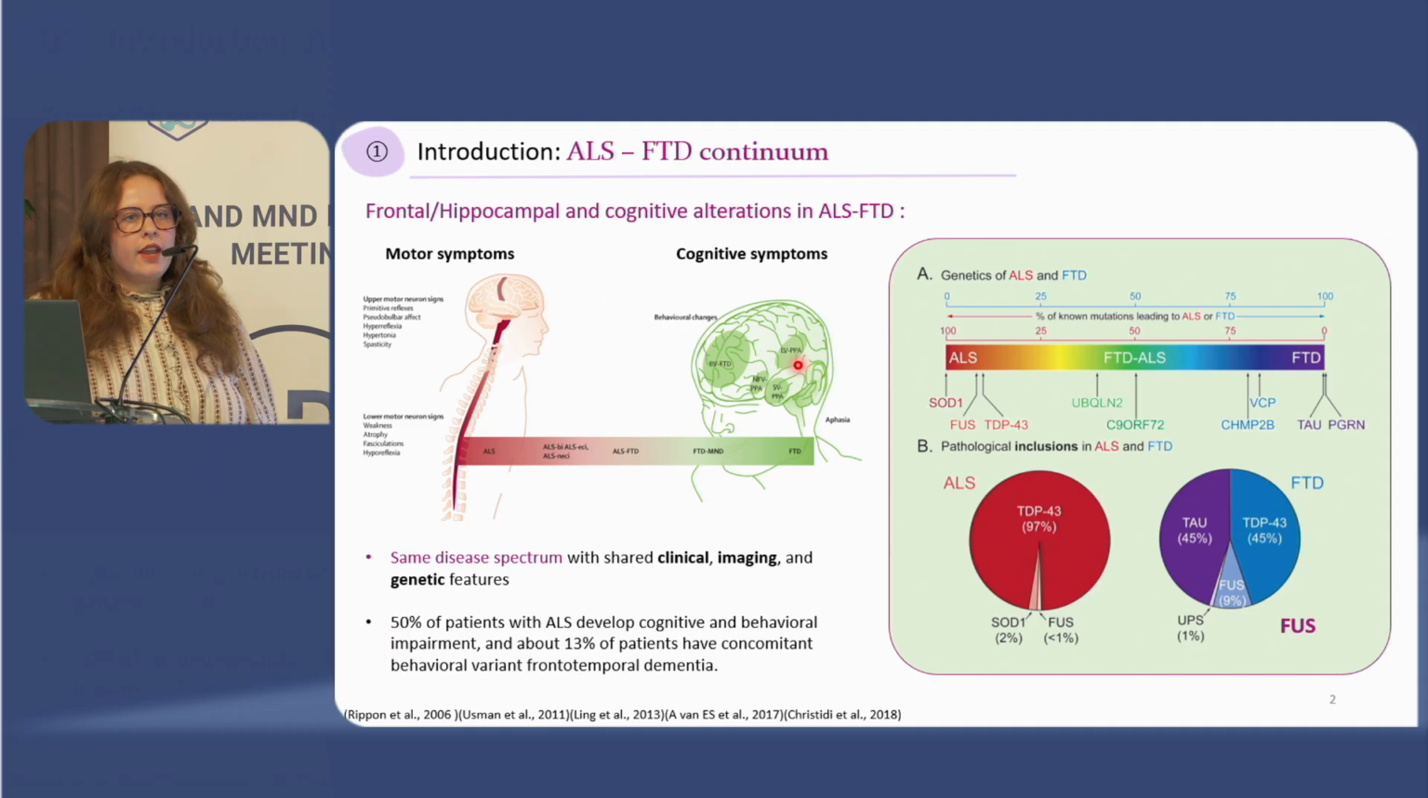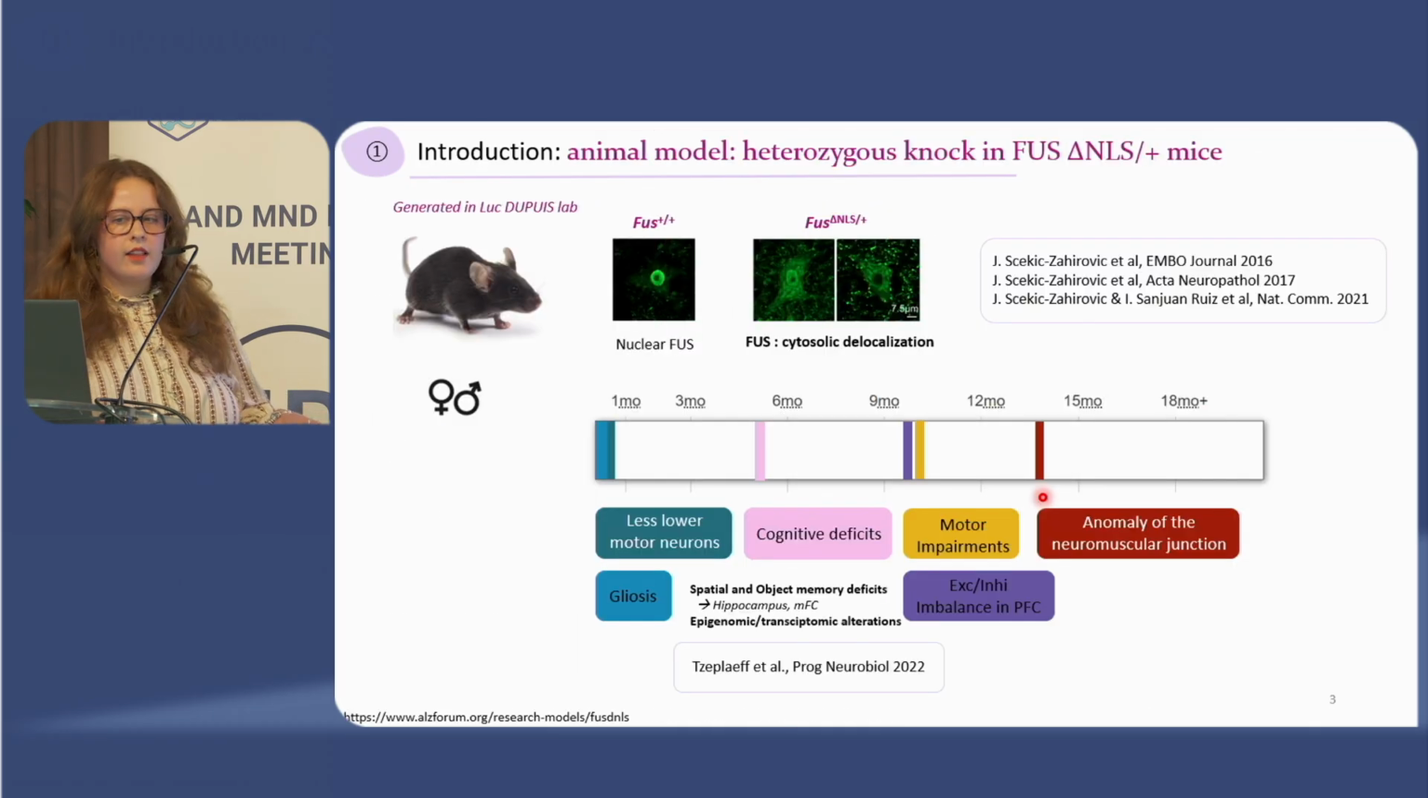But over the past decades, researchers discovered that they share a disease spectrum. They share clinical, imaging and genetic features. Like you can see here, we have a lot of genes in common between ALS and FTD, like TDP43 or FUS. And now, how do we model this in the lab?